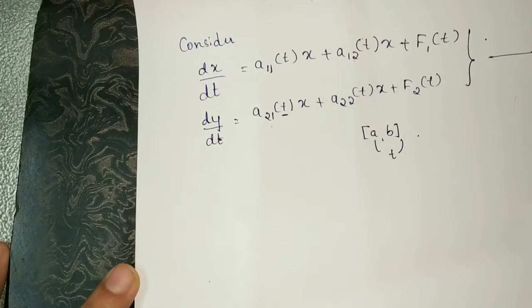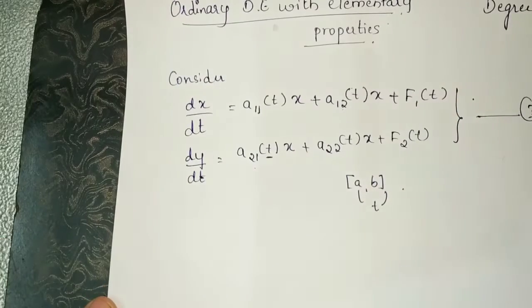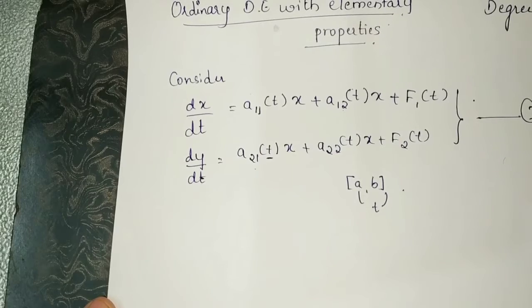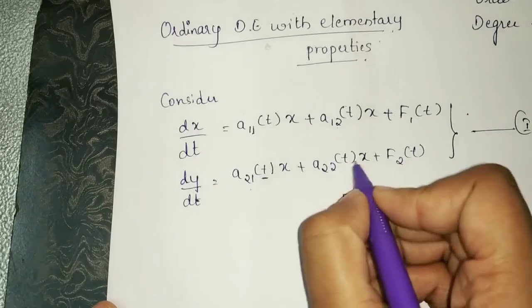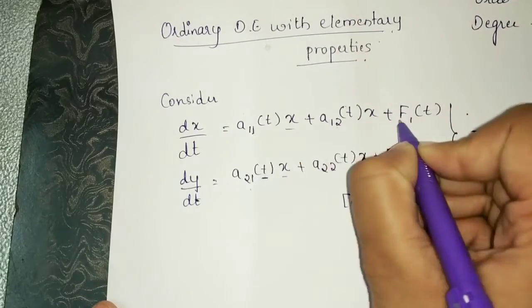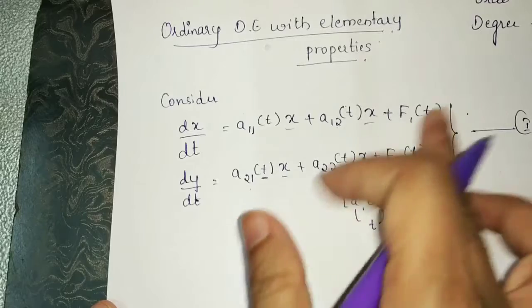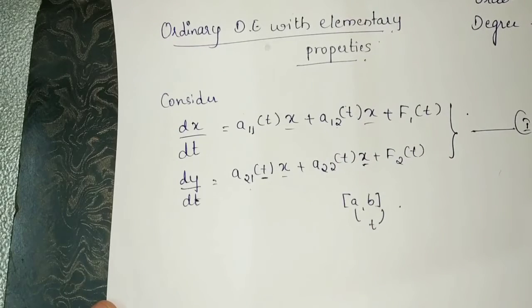Again, if f1 of t and f2 of t are 0, then this system will be homogeneous, right? Because the multiplying variables are x and y only. Homogeneous means all the terms should have the same degree. Otherwise, the system will be a non-homogeneous system.